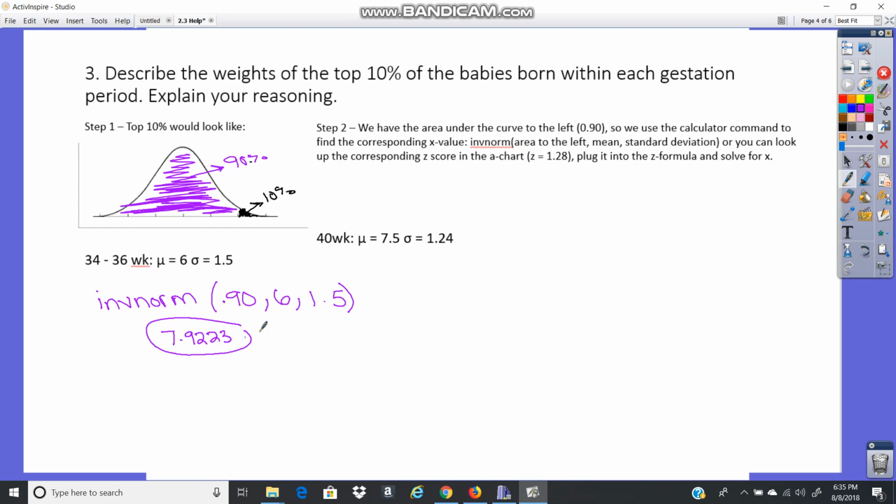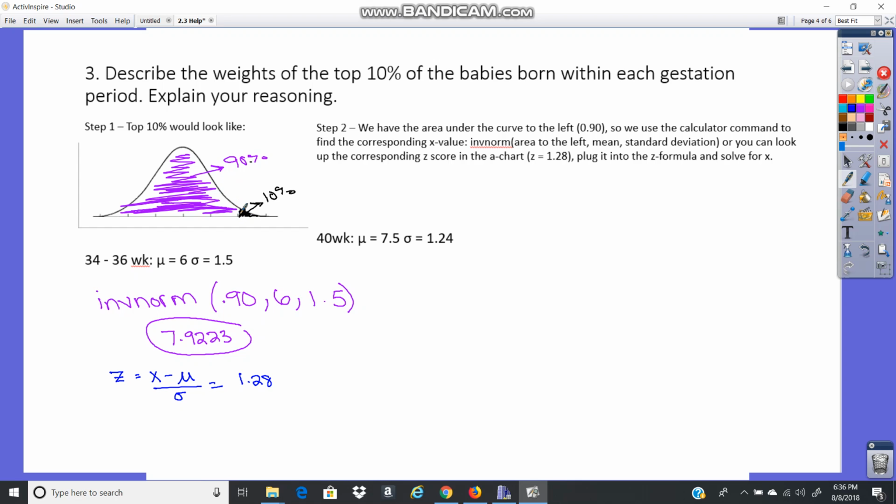The other way we can do this is look up the corresponding z-score in the chart. I already did that for you, it's 1.28. If we plug that into the z formula, we can solve for x. Here's our z formula: z equals x minus the mean over the standard deviation. We have everything except for x. So we have the z-score, 1.28.